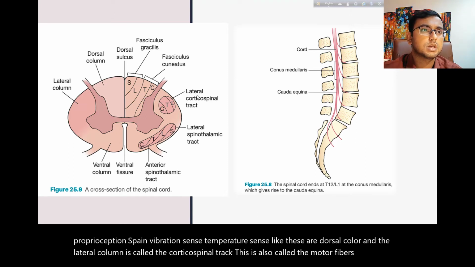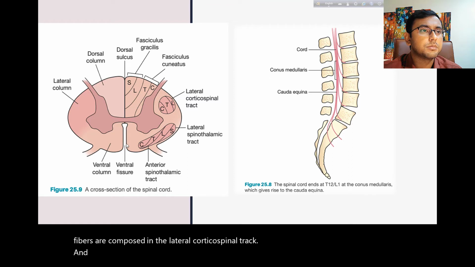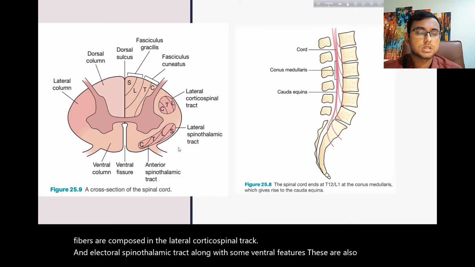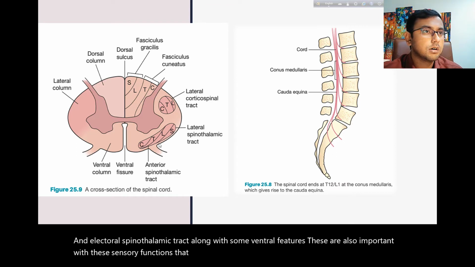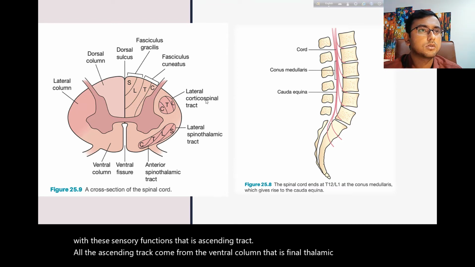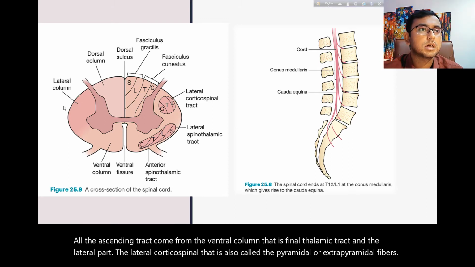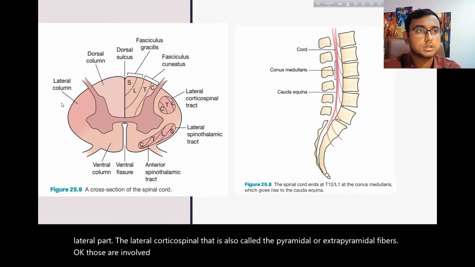So motor fibers are composed in the lateral corticospinal tract. And the lateral spinothalamic tract, along with some ventral fissures, these are also important with the sensory functions, that is, ascending tract. All the ascending tracts come from the ventral column, that is the spinothalamic tract, and the lateral part, the lateral corticospinal, that is also called the pyramidal or extrapyramidal fibers. Okay, those are involved with the motor functions or present in the lateral corticospinal tract.